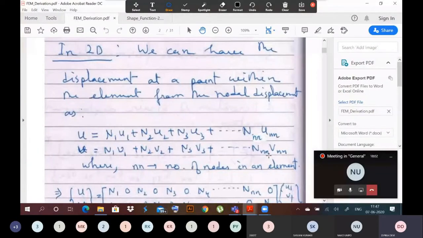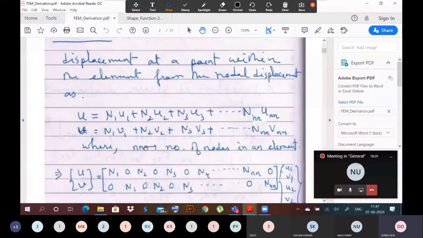So depending on the number of nodes in a 2D element, we will have that number of terms in the expression of u and v in terms of the shape functions. So n1, n2, n3 are the shape functions for the different nodes of an element. I have written here where nn is equal to the number of nodes in an element. Then these 2 equations we can write in matrix vector notation like this. So uv is equal to n1 into u1 plus 0 into v1 plus n2 into u2 plus 0 into v2 and so on. So we will have nn number of terms here in this particular vector.